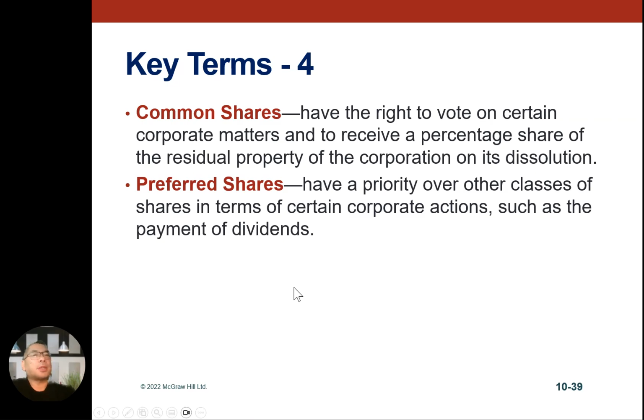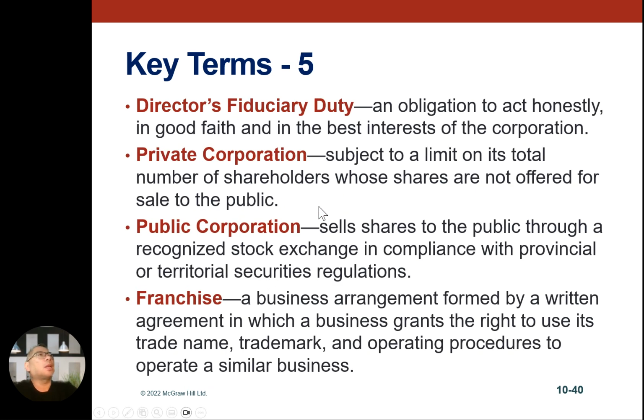Okay. Common shares. Common shares have the right to vote on certain corporate matters. But a preferred share has priority over the other classes of shares. So a preferred share has the number 1 priority. Number 2 will be common shares. Number 5, key terms that you need to know.